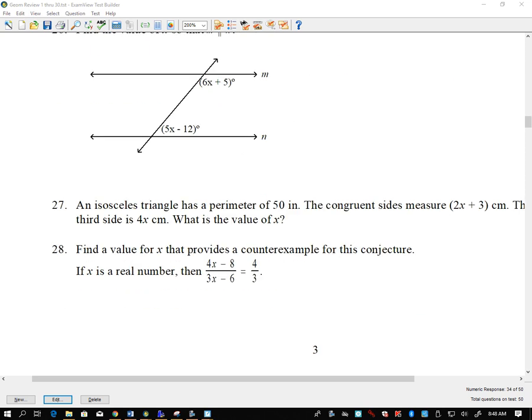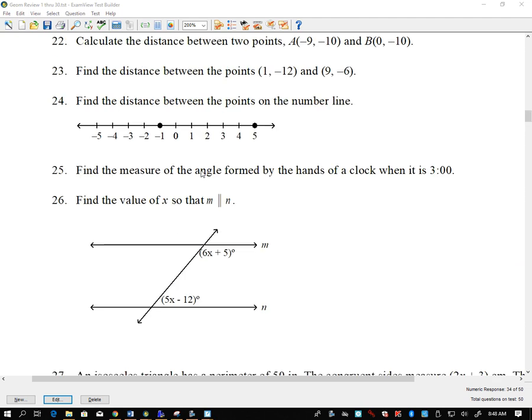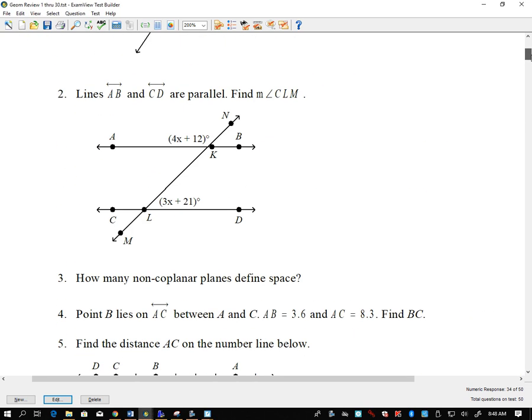Let's see, next one down. Next one down is from the same lesson, but it's pretty close to number 2 here. It's different in a sense, but it's pretty darn close to number 2. So, let's see, lines A, B, and C, D are parallel. Find measure angle CLM. Okay, so it wants to know what this angle right here is.